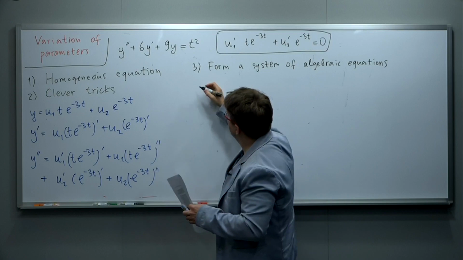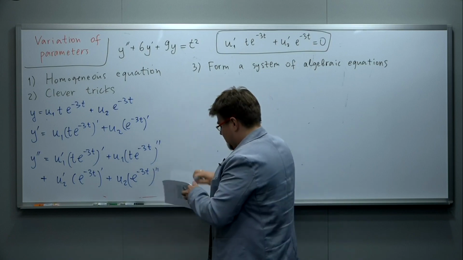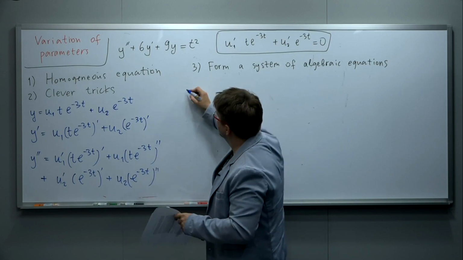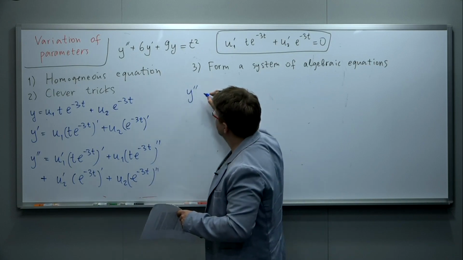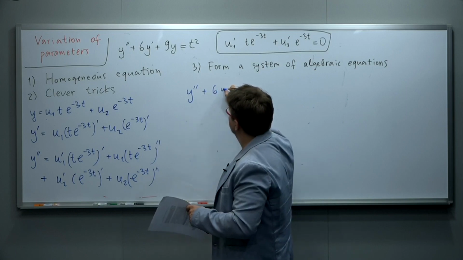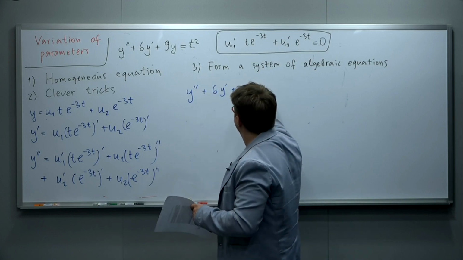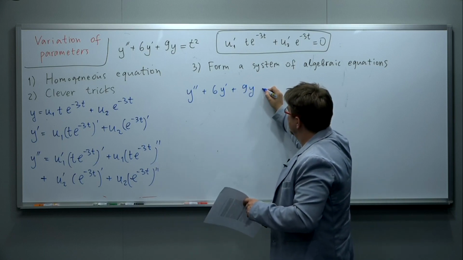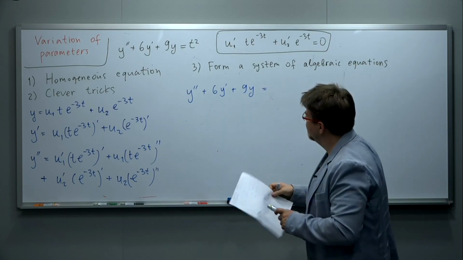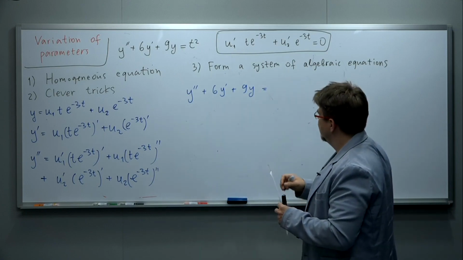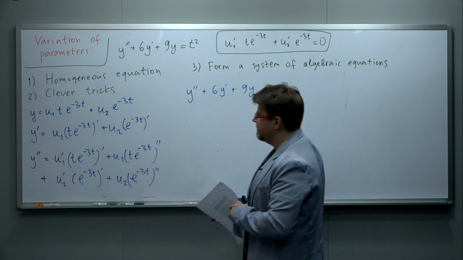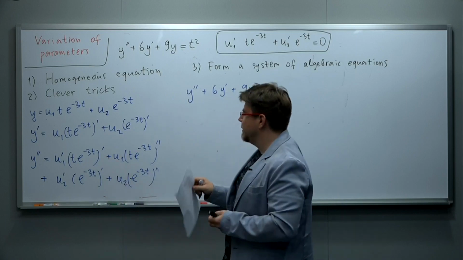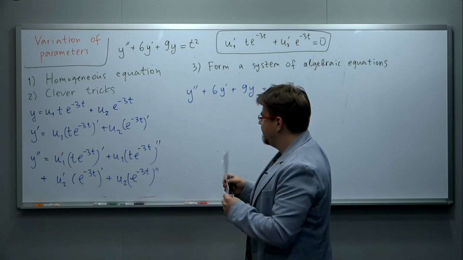So let me just find it. So y double prime plus 6y prime plus 9y is supposed to equal t squared, but at the same time, what is it going to be? Here is y double prime. Let me get this correct. Here is y double prime.